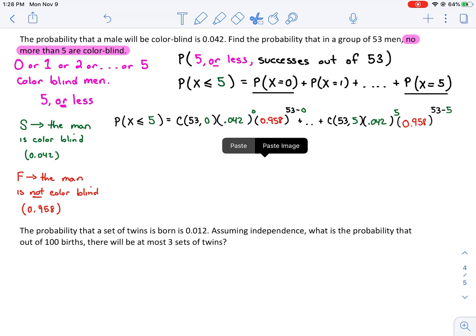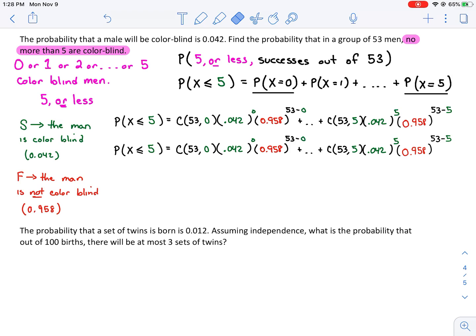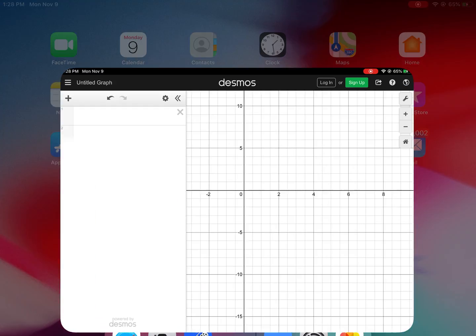And I'm going to go ahead and clean this up a little bit. 53 minus 0 is 53. And 53 minus 5 is 48. And now I'm going to use Desmos to determine what this approximately equals. Here we go.